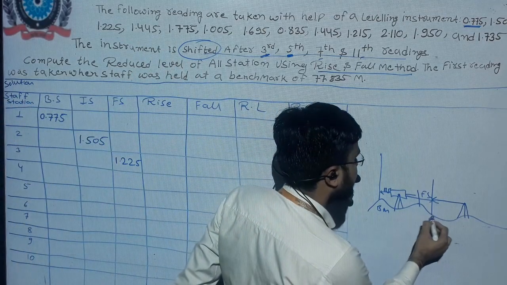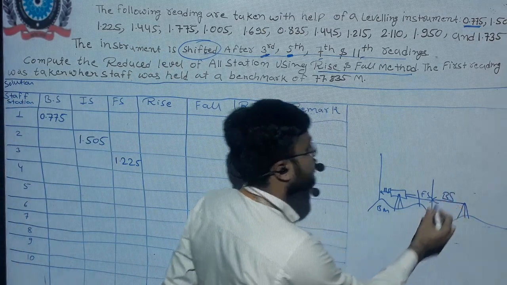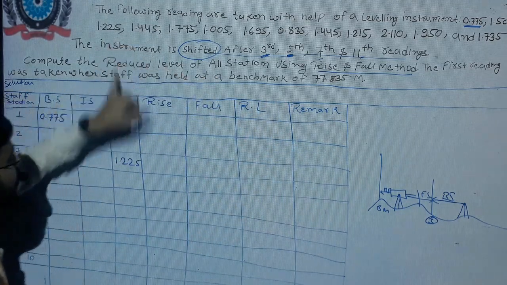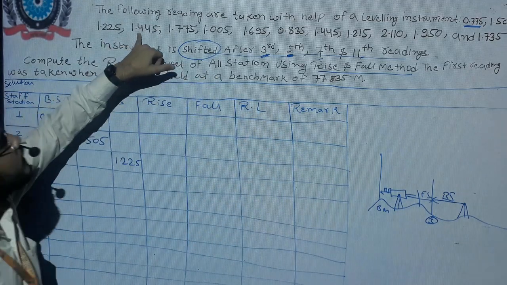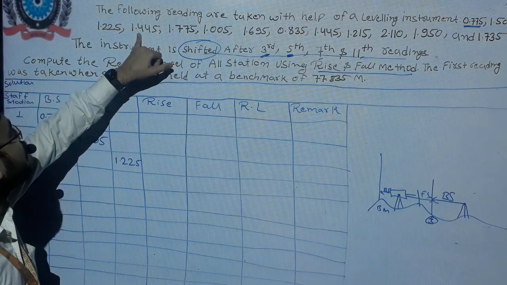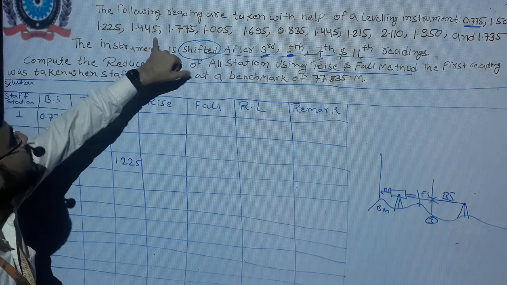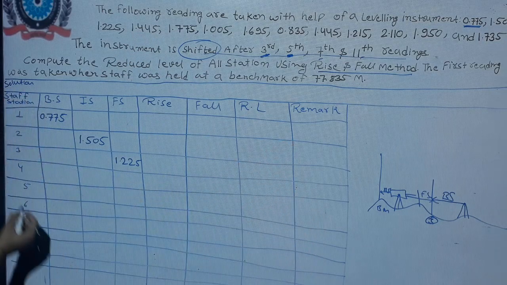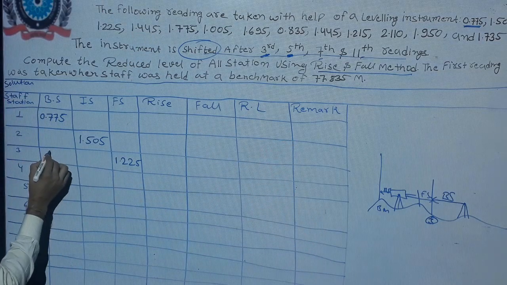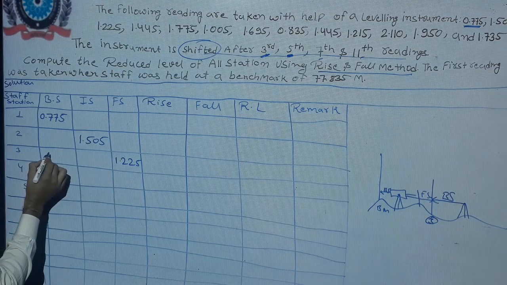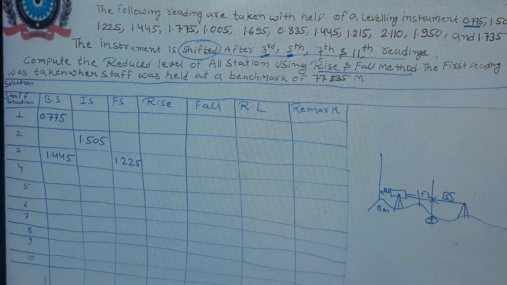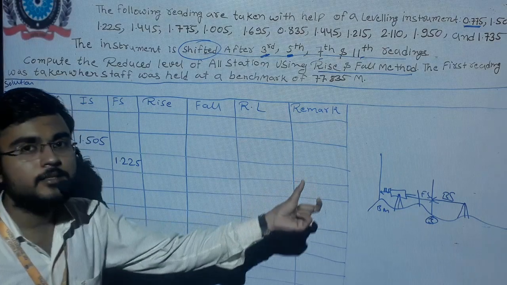Now for the third staff, we have two readings. First is the foresight, 1.225. Now just a little further, 1.445 is the backside reading for staff number 3. So I will write here 1.445. It is the backside reading of staff station 3.